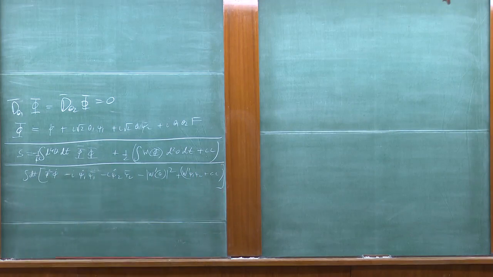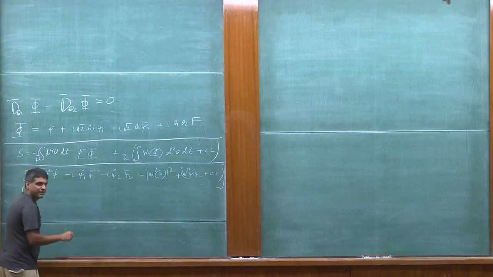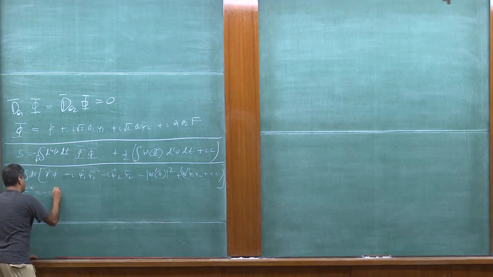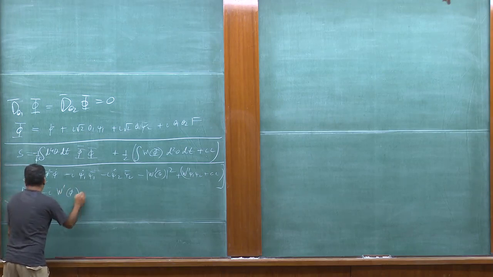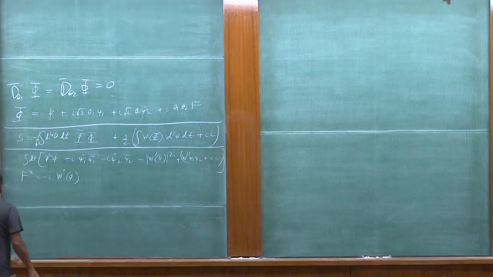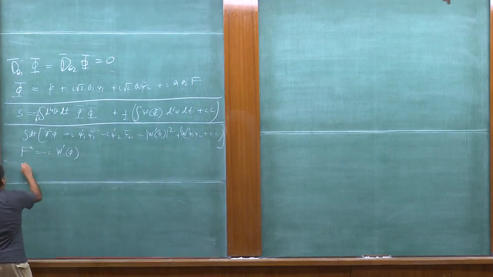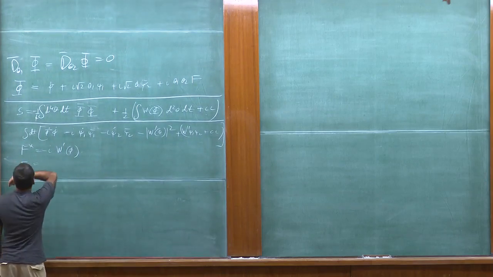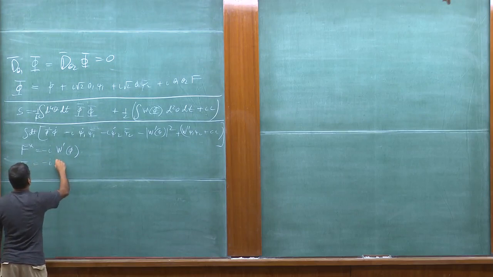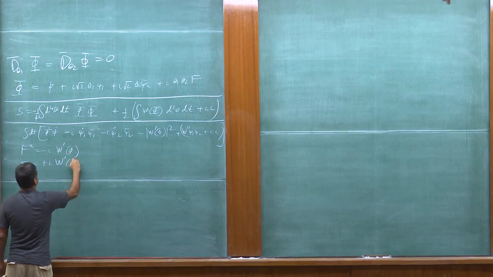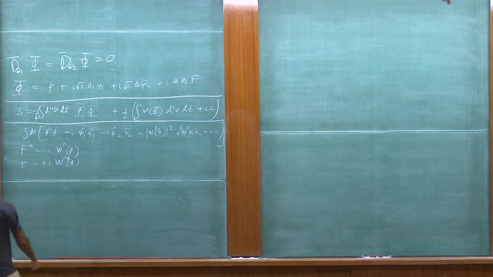Okay, so we got this action. Actually, one last request, Shuman. We also found F in terms of the auxiliary field. Help me with that. Okay, F star is minus i W prime of phi, and F presumably was equal to, was it equal to minus i? No, just i. Just i, W star prime. Yeah. Okay, thank you.